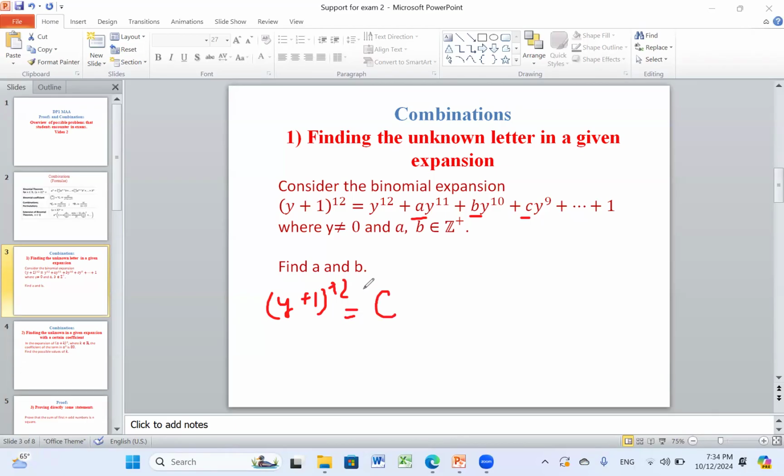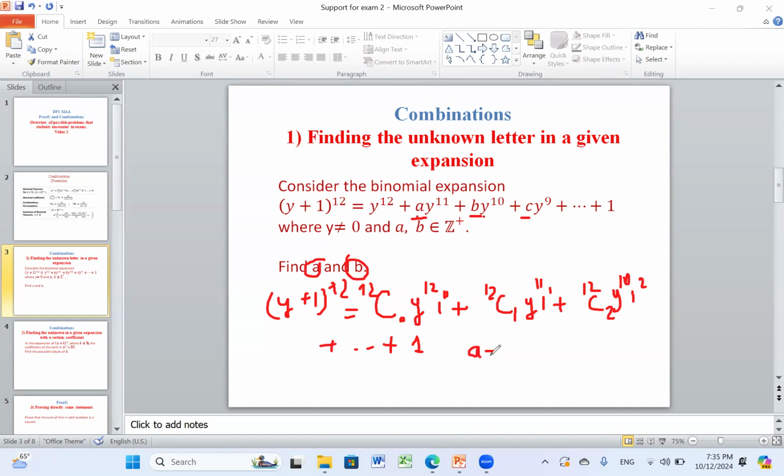to C(12,0) y to power 12, 1 to power 0, plus. I'm going to write everything here because it's easy if you tackle the problem when you have the data visually. The second one would be 12 combination 1, so y to power 11, 1 to power 1. Plus the third one would be a combination of two elements out of 12, y to power 10 and 1 squared. So it goes like this until the last term. We are interested in a and b.